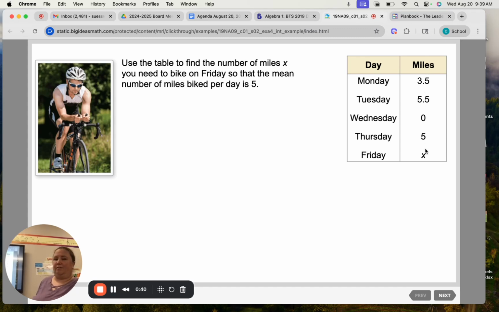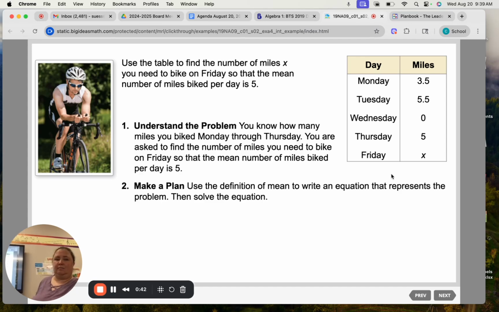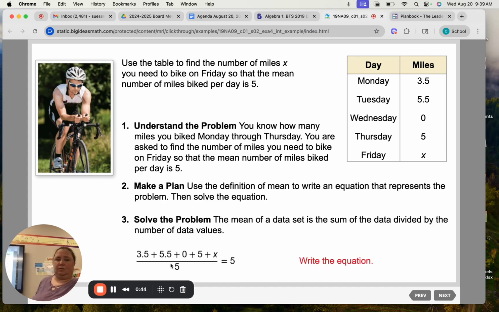5, because there's 5. So let's write it down. 3.5 plus 5.5 plus 0 plus 5 plus x, all over 5. But don't forget to divide by 5. That's where it'll mess you up. If you don't write the 0, remember there's still 5 days.